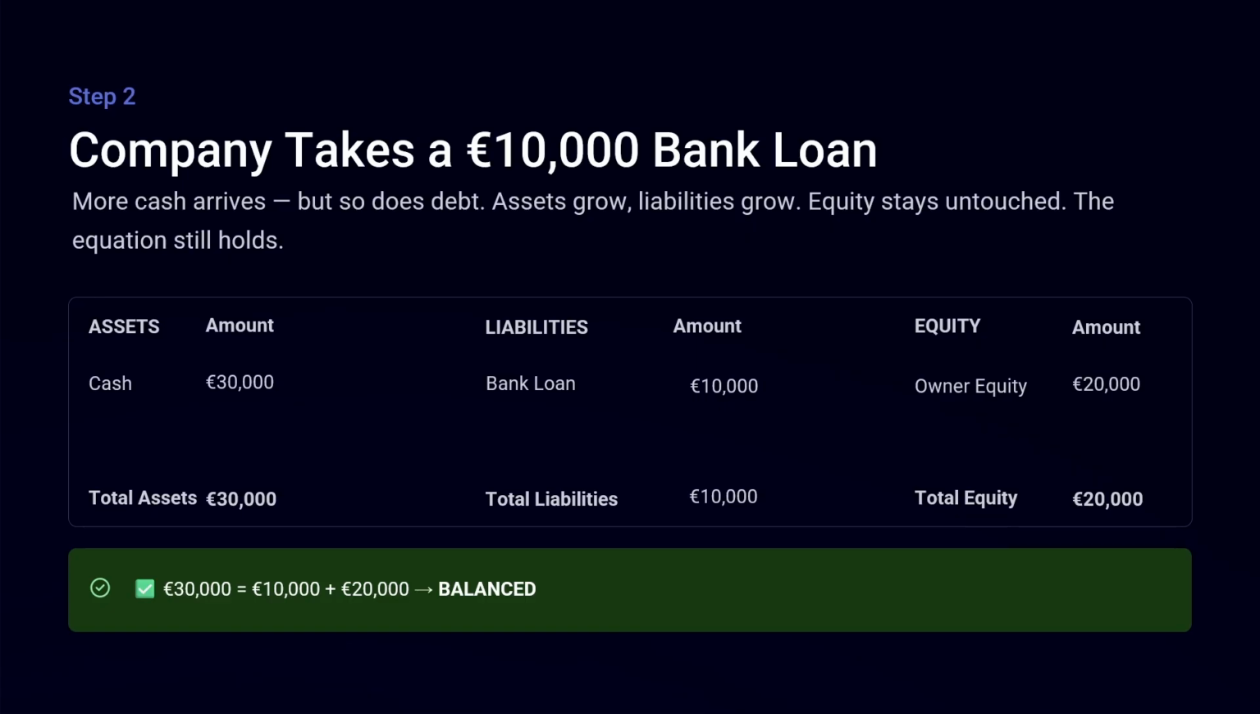Let's see. Now we will have 30,000 euro cash, in the middle 10,000 euro bank loan, and on the right side the equity doesn't change. So let's check the formula. 30,000 euros assets equal 10,000 euros liabilities plus 20,000 euros equity. It's balanced. Let's check then step 3.